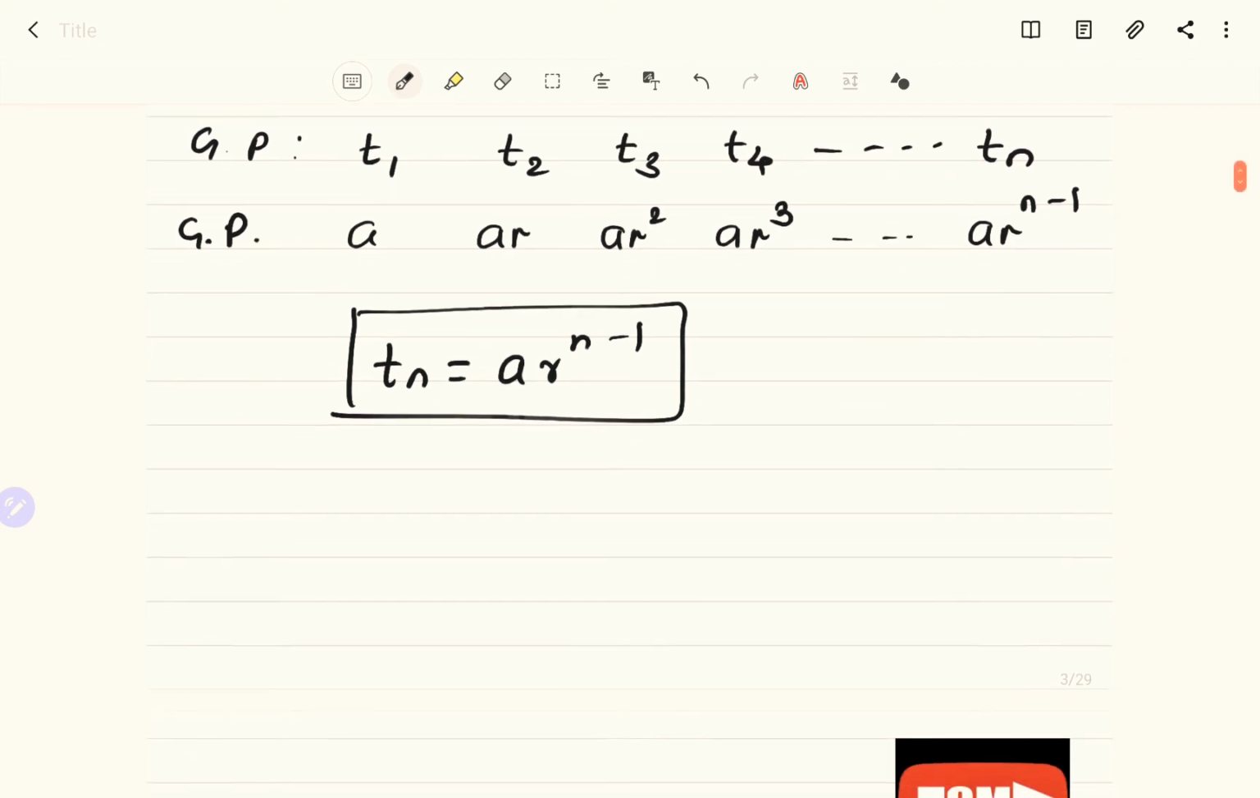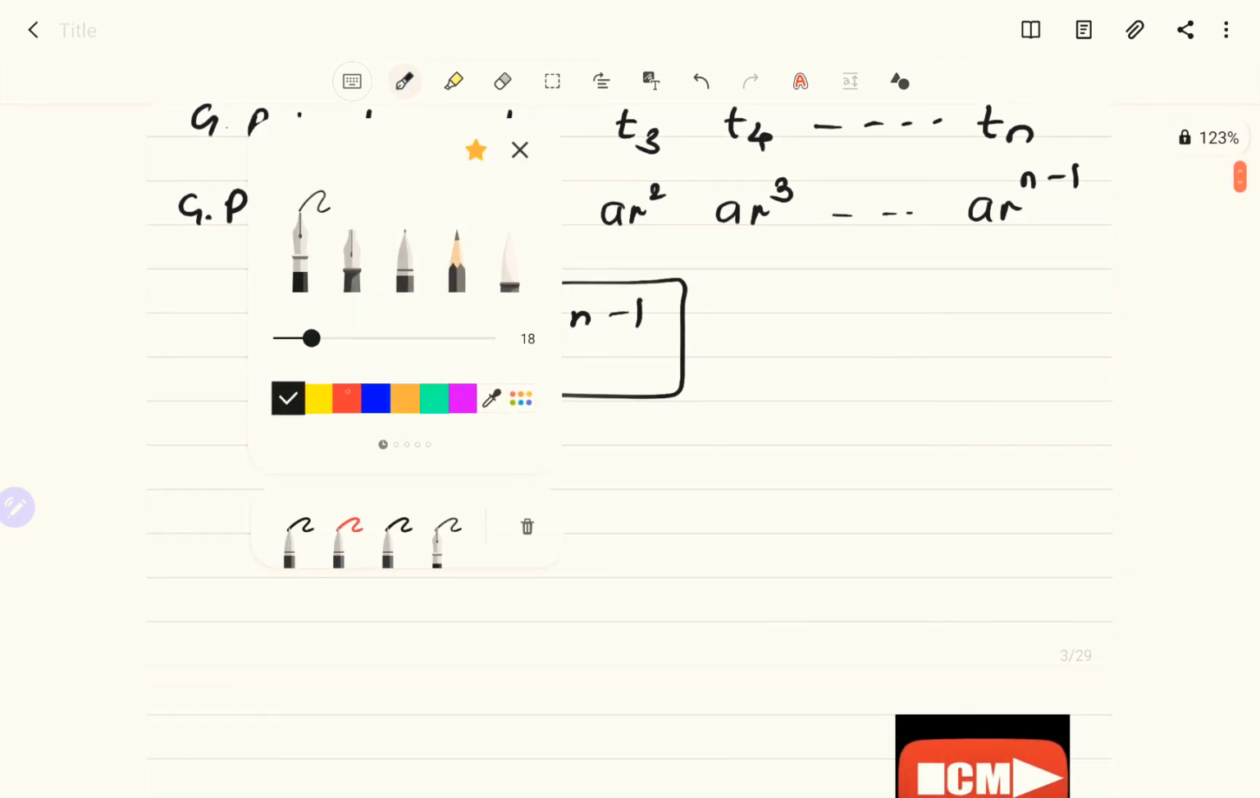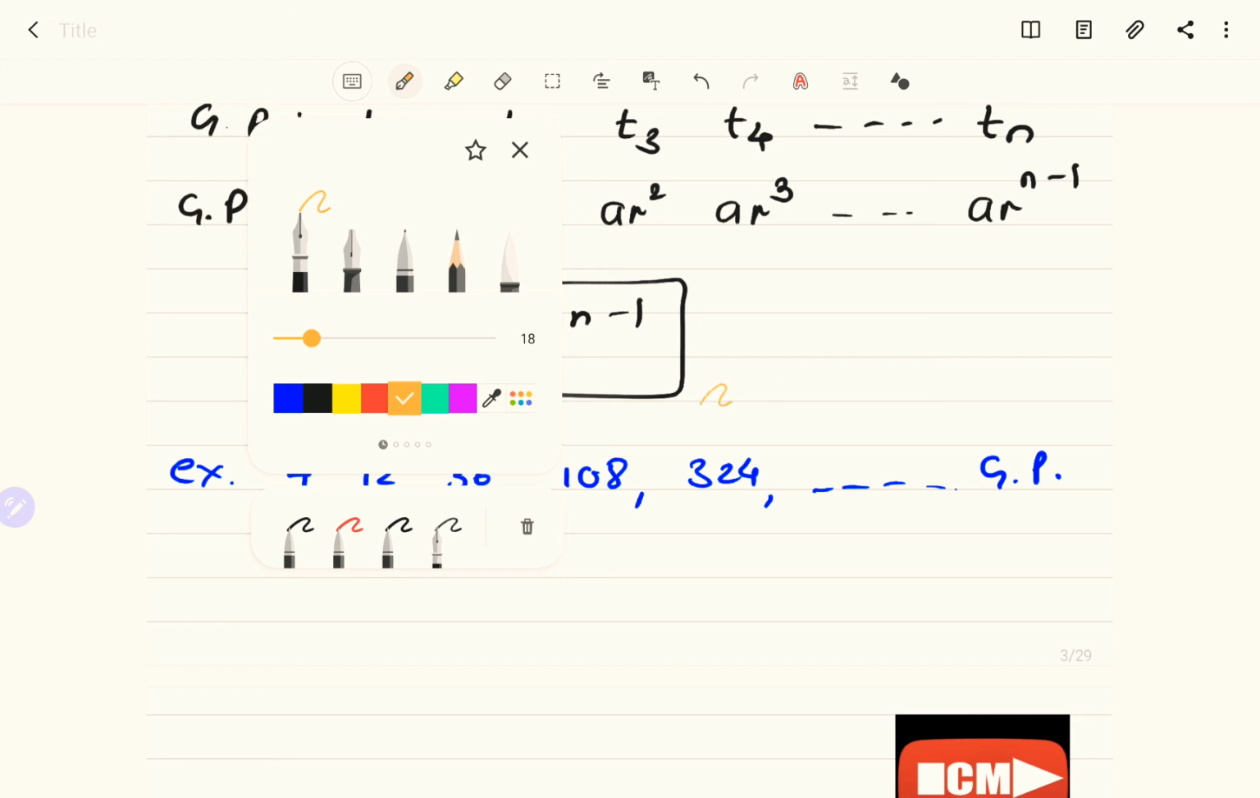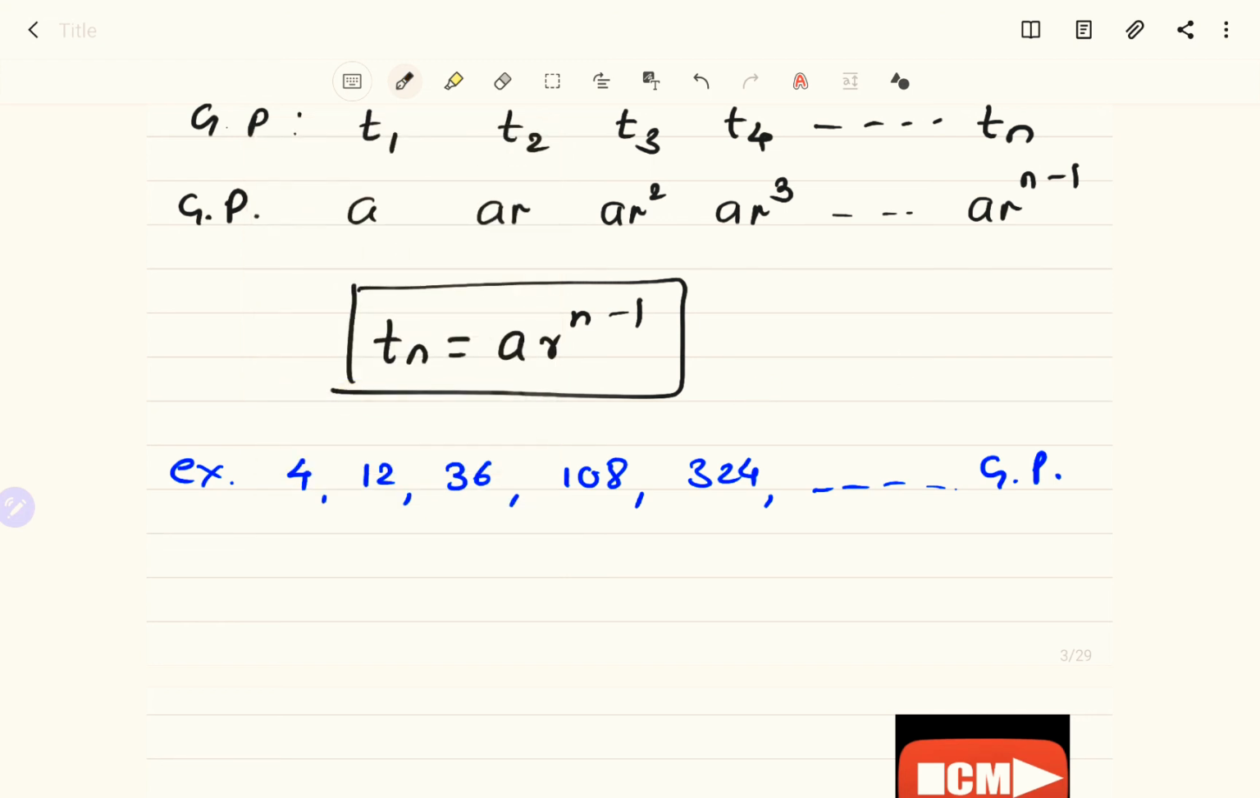Let's understand the importance of this formula with a simple example. Here I am considering the sequence 4, 12, then the next one is 36, the next is 108, and obviously the next one is 324. This sequence is in GP. The reason is quite simple. The ratio of successive terms is always constant here. This is the first term of this geometric progression, so the A value in this case is 4.